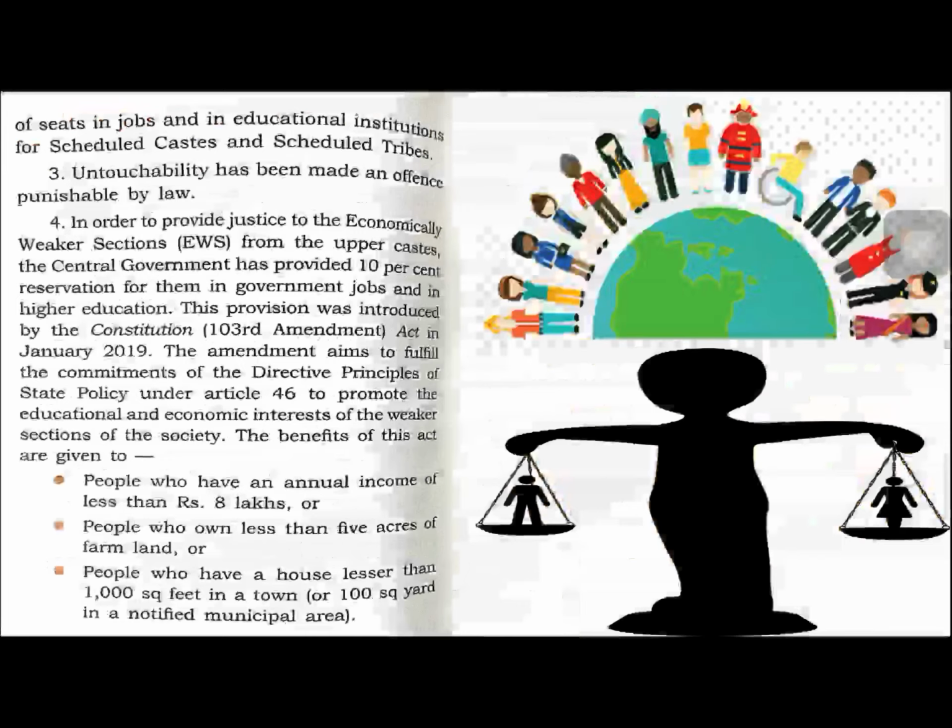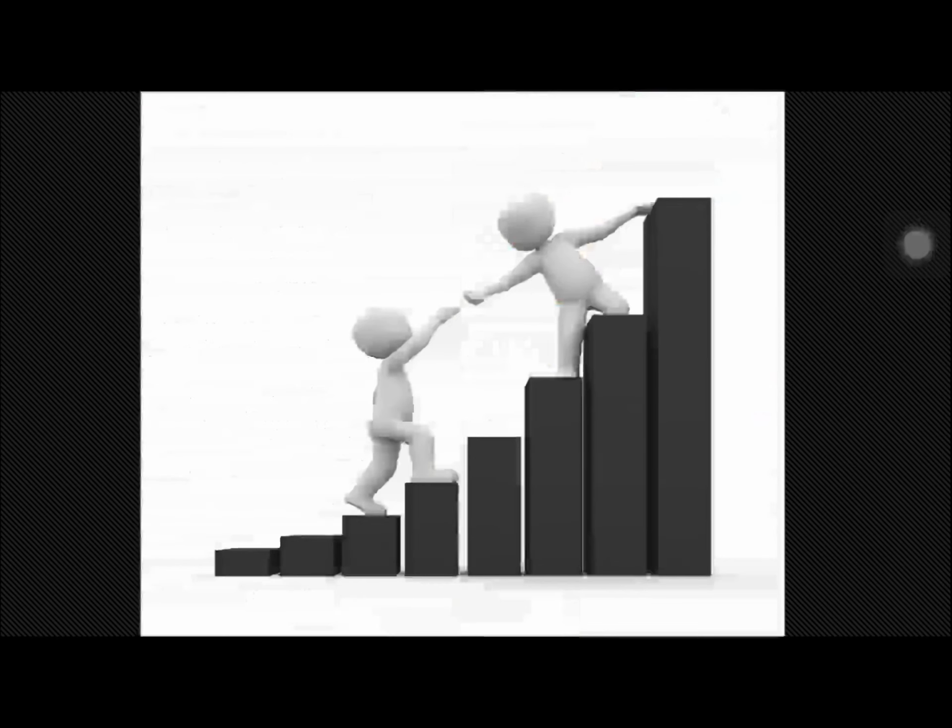Such people can register that they are under the economically weak section of society, and they can enjoy an additional 10% reservation in government jobs and higher education. So this was added recently in 2019 by the 103rd Amendment Act. I hope this is clear to all of you.